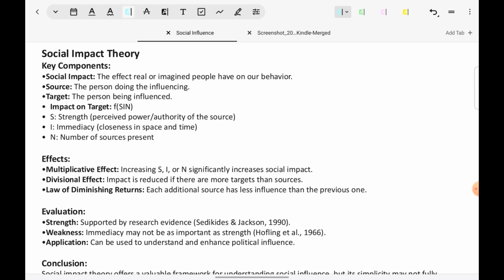Coming to the next theory, social impact theory. I just want to remind that for the IAL curriculum, we have the social power theory instead. So this is not meant for IAL students.